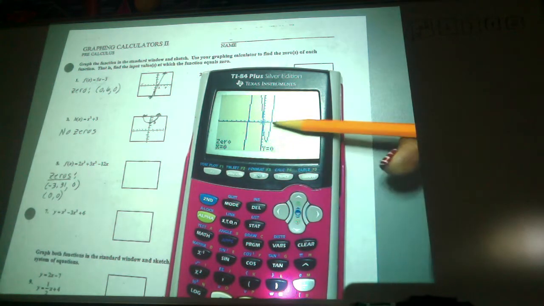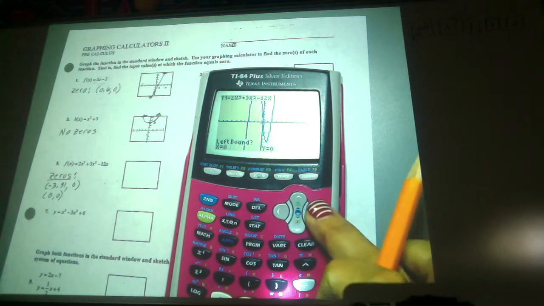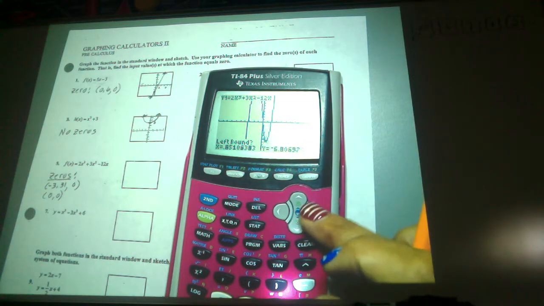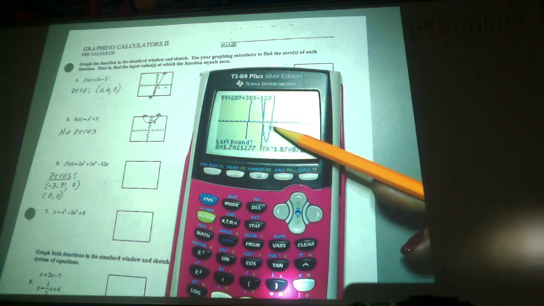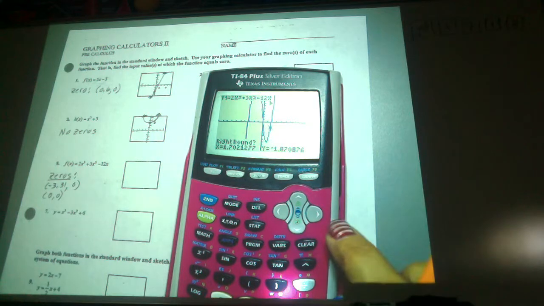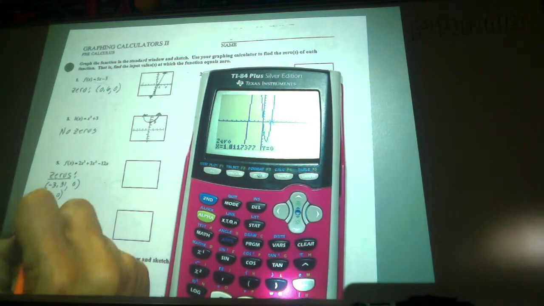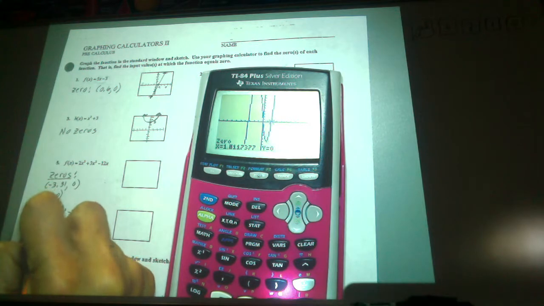And then for the rightmost zero, second calc, zero. Scroll until you get, you don't want to stay here because there's a curve here. You have to be really careful. You keep scrolling until you're past that curve and it's close to under that x-axis, but not too close. That'll work. Just left down, hit enter. And then right, hit enter. And yes. So you should have 1.81, rounded to two places.